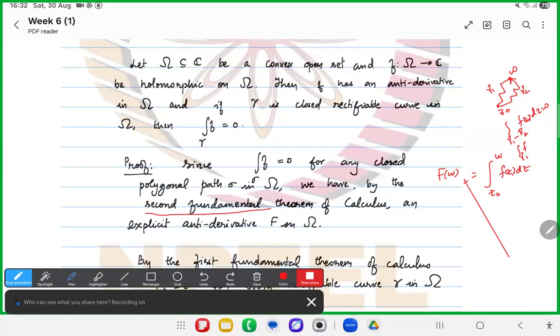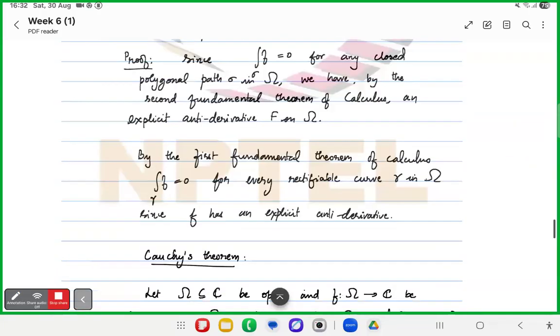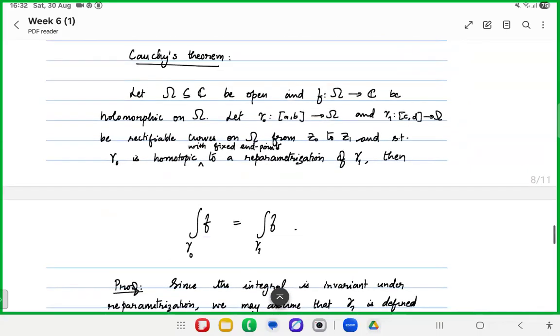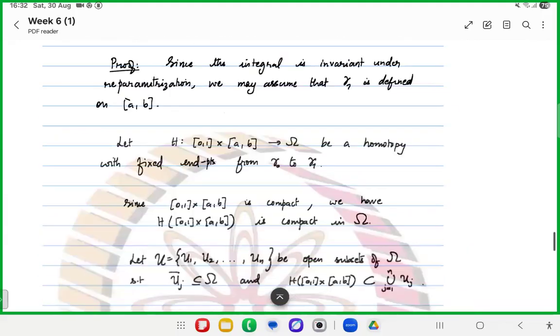So here in place of this, you can write gamma, where gamma is any polygonal path from z naught to w. So an antiderivative exists, and hence the integral depends only on the terminal points. And because here we are taking a closed curve, the end points are the same, meaning the initial and terminal points are the same, and the integral becomes 0. So Cauchy's theorem, the next part, is Cauchy's theorem for general curves, and it is a big proof, I think.